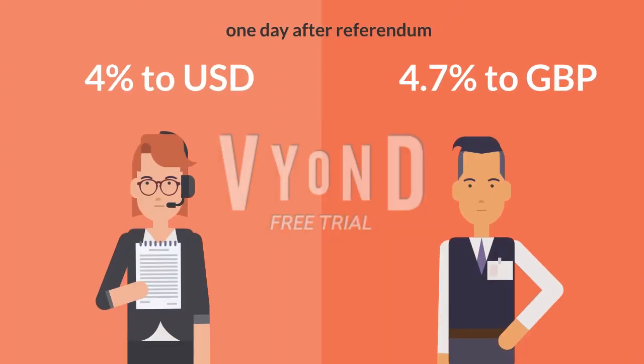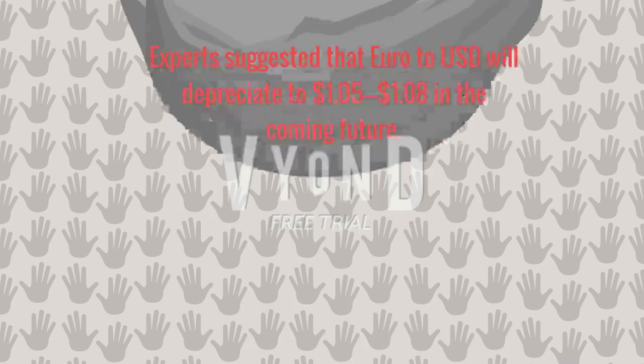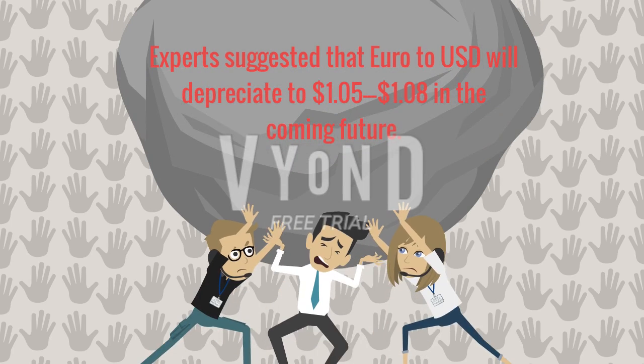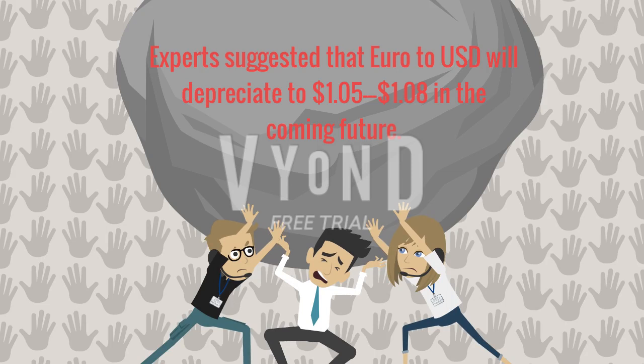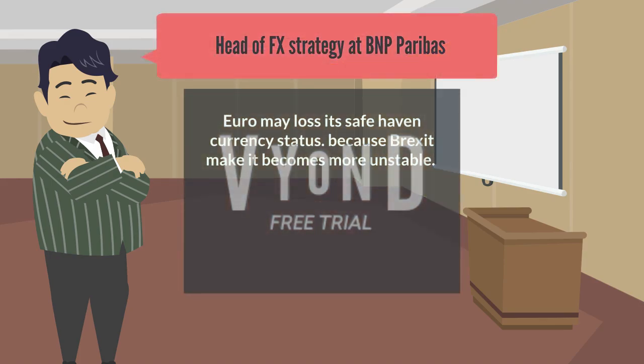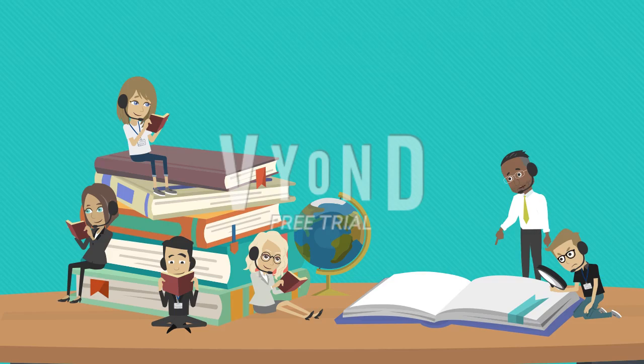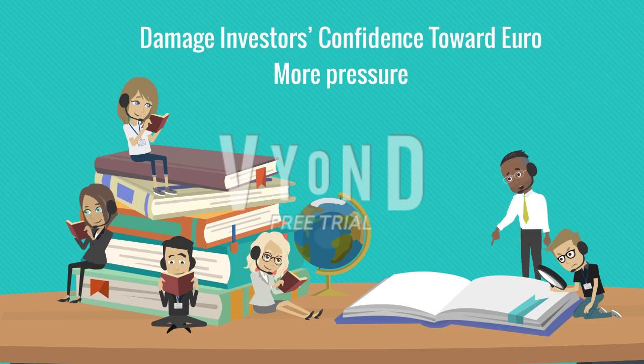One day after the Brexit vote, the euro depreciated by 4% against USD and 4.7% against GBP. Experts even suggested that euro to USD will depreciate to $1.05 to $1.08 in the coming future. The head of foreign exchange strategy at BNP Paribas said that the euro may lose its safe haven currency status. Because Brexit makes it more unstable, the increasing uncertainty will damage investors' confidence toward the euro and then place pressure on it.